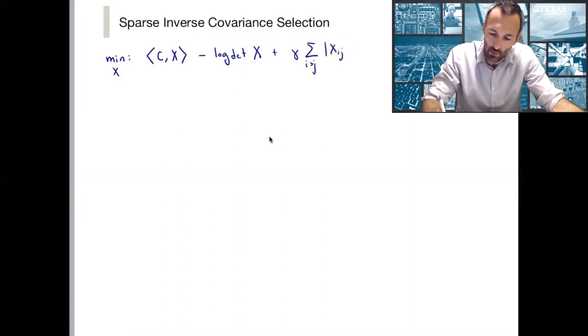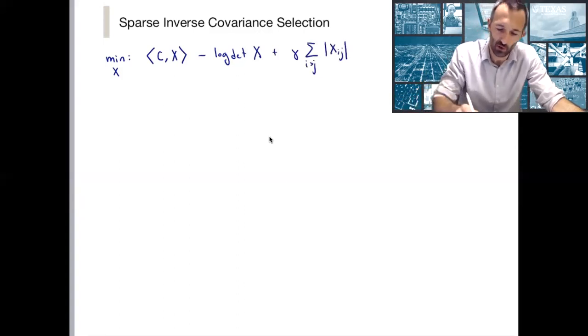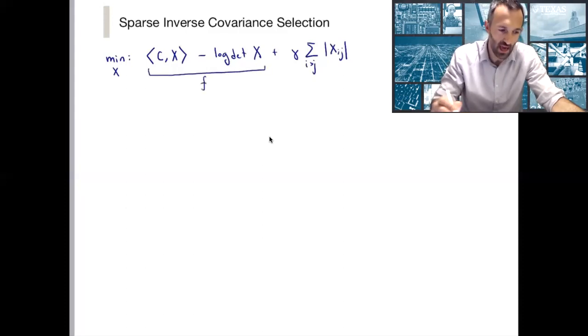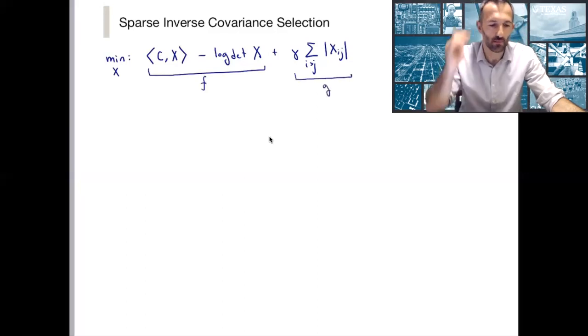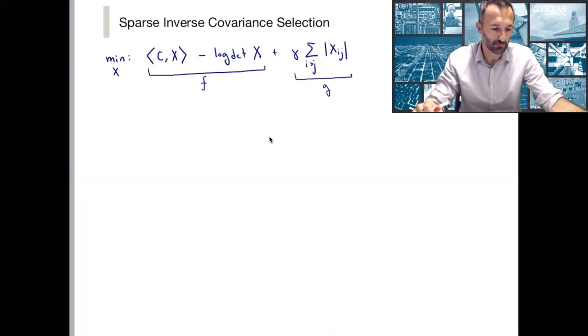Just the sum of absolute values on the individual unique entries. So I'm going to apply Douglas-Rachford. I'm going to let this first term be f, the second term be g.